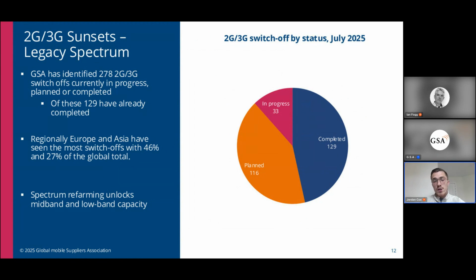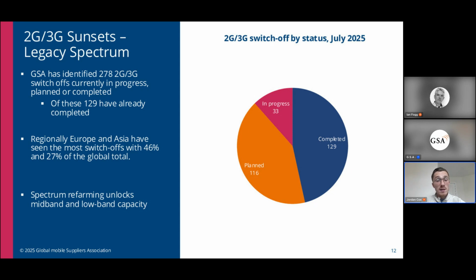Regionally, Europe and Asia are leading the charge, accounting for around 46% and 27% of global switch-offs respectively. These regions are prioritizing efficiency, cost savings, and the opportunity to refarm legacy spectrum for more advanced services. And that's the really key point here, spectrum refarming. Shutting down older networks allows operators to unlock low-band and mid-band spectrum, both of which are vital for expanding 4G and 5G services.